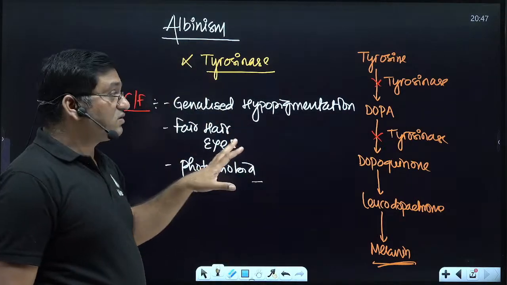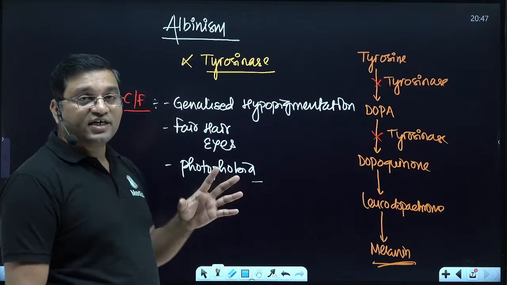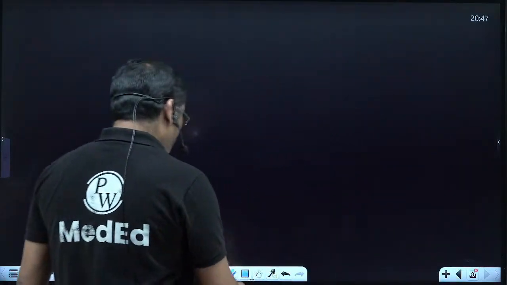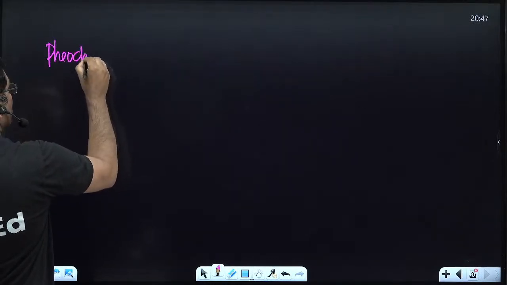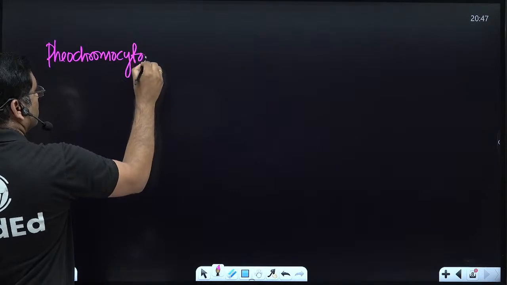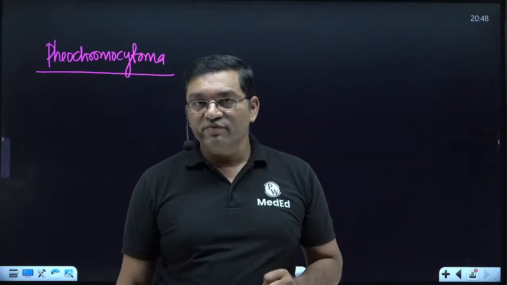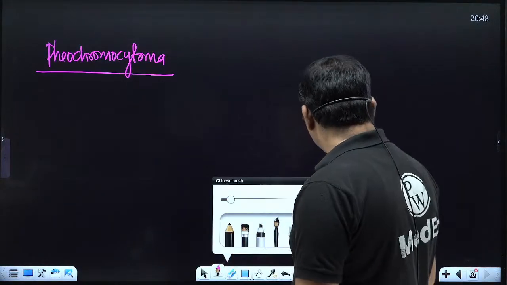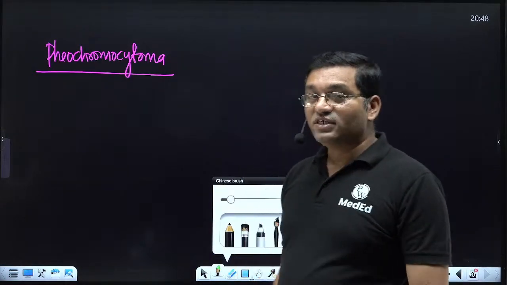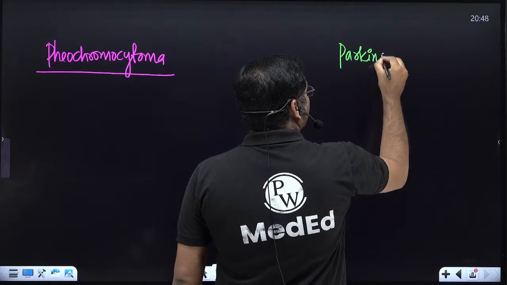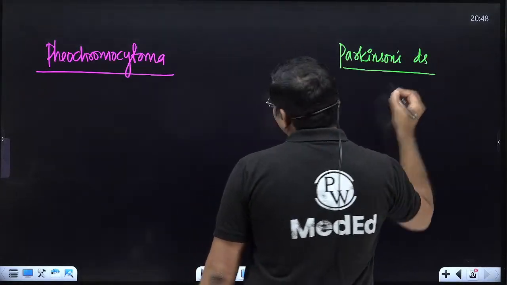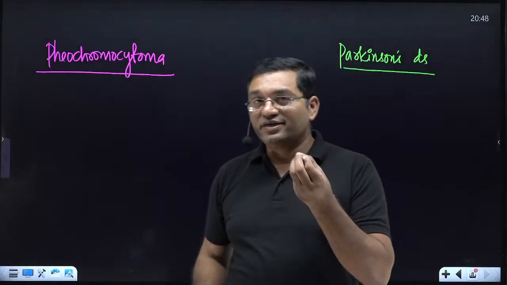Apart from these disorders, there are two important disorders related with phenylalanine and tyrosine, but these are not inborn errors. First one is pheochromocytoma, involving the adrenal gland, and it is related with catecholamine synthesis, epinephrine and norepinephrine synthesis. And the second important disorder related with phenylalanine and tyrosine is Parkinson's disease. These are the two important disorders related with phenylalanine and tyrosine specialized products.